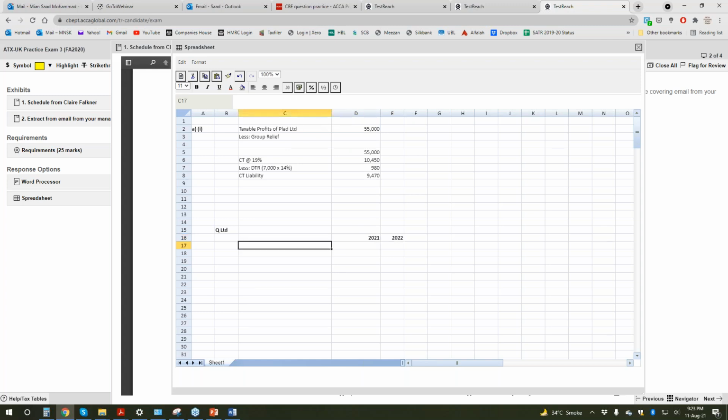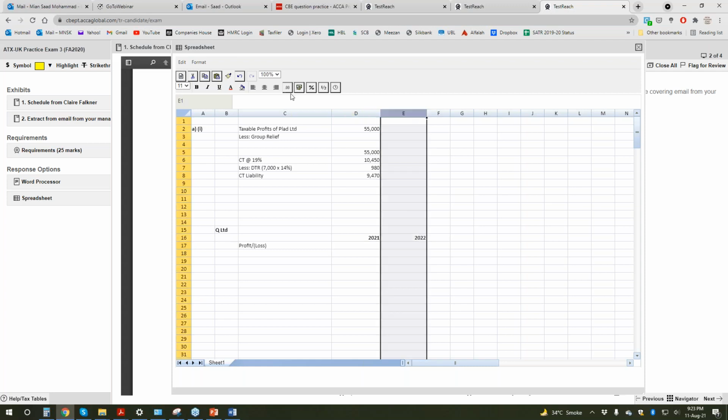Now, first of all, profit slash loss. And guys, do remember what my trick is. I usually try to collect the data from the question first, the figures that are already given in the question, and then perform my own calculations.